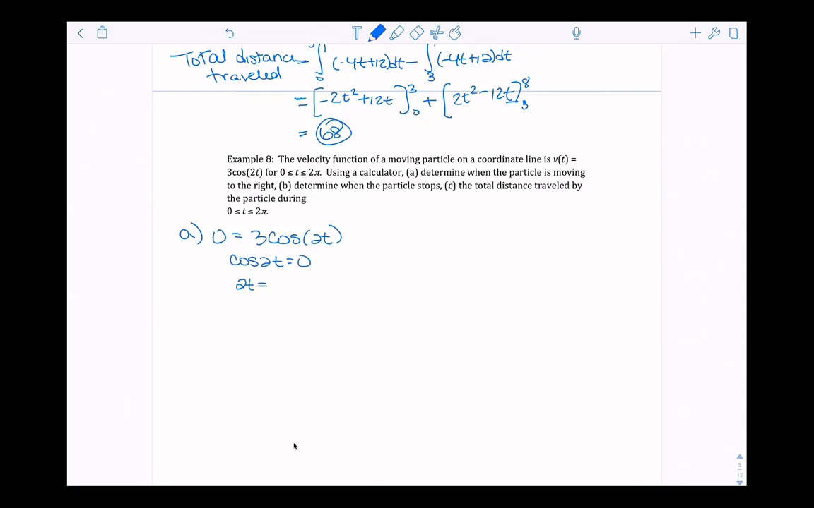cosine is equal to 0 when my angle measurement is pi over 2, 3 pi over 2, 5 pi over 2, and 7 pi over 2. You do the first two that happen between quadrants 1 through 4, and then you double it because the coefficient in front of the t is 2. You divide everybody by 2, so then you get t is equal to pi over 4, 3 pi over 4, 5 pi over 4, and 7 pi over 4.